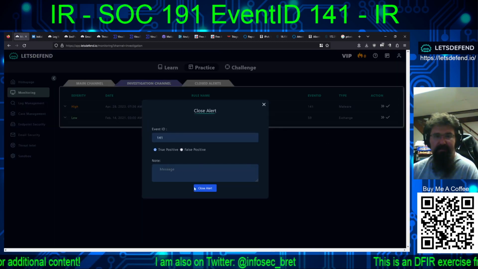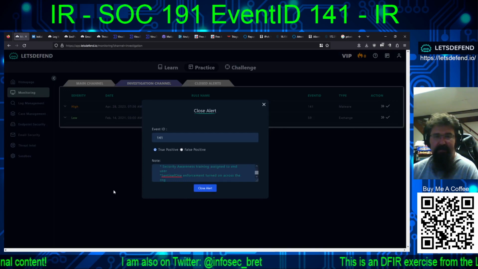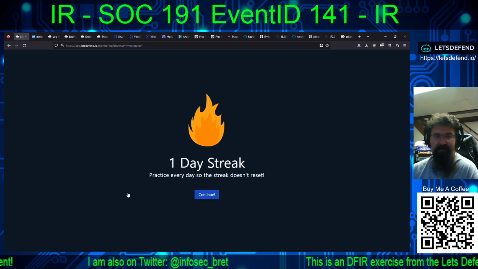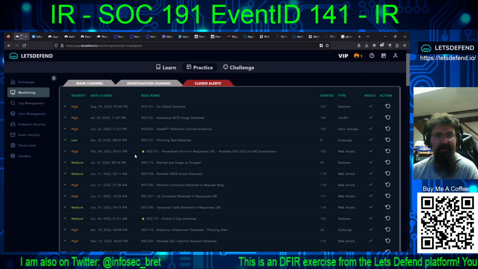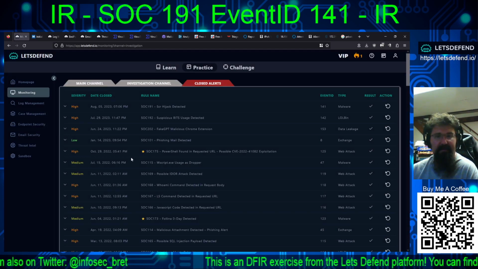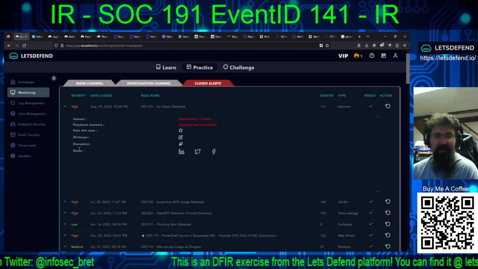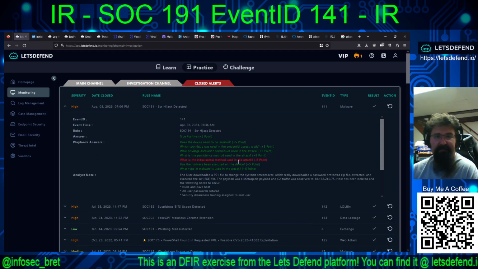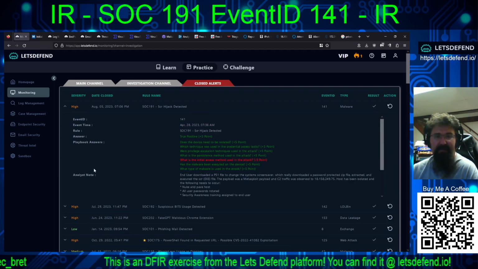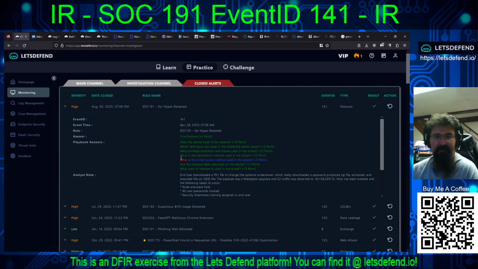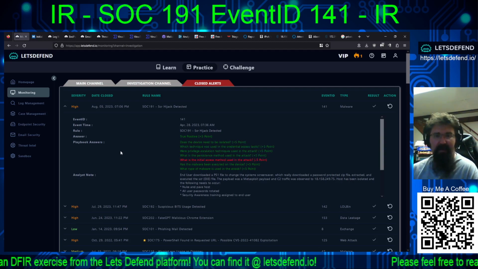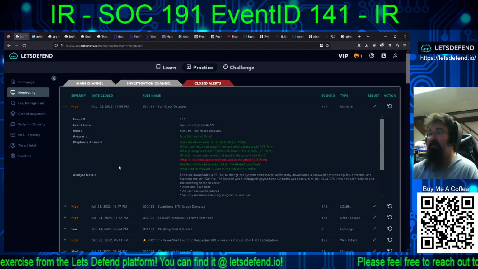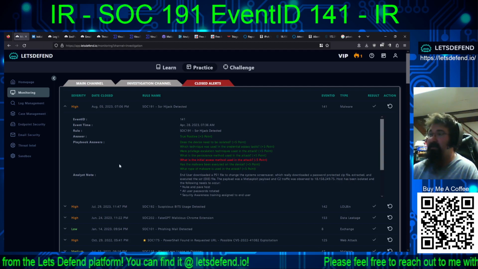True positive. We'll just take the same story that we had there, and we'll close the alert, and we'll see what we get. Well, we didn't get the flag, so I'm assuming initial access method used in the attack. Oh well, 5 points. I don't even remember what I put down there, trying to sit there and put all this stuff together.